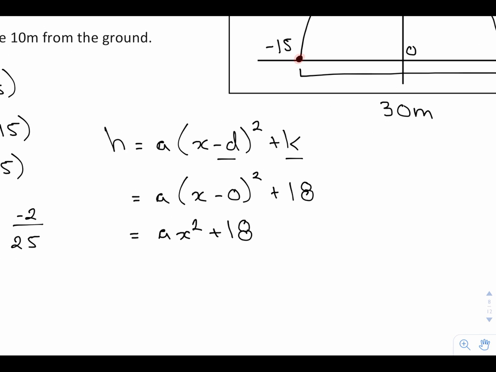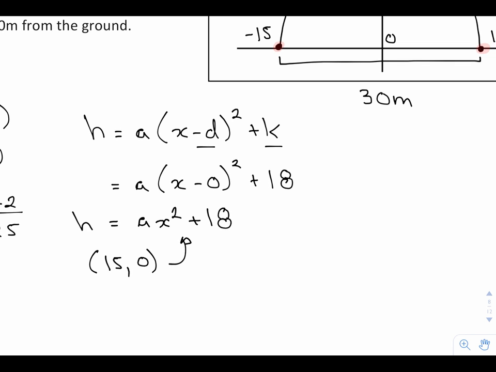So let's substitute the point, say 15, 0, into this equation for h so that we can solve for a. So my h value is 15. My a value is unknown. Actually, it's not 15. Yes, it is. And it's not 15 here. It's 0 here. So 15 goes here for my x value, and plus 18.